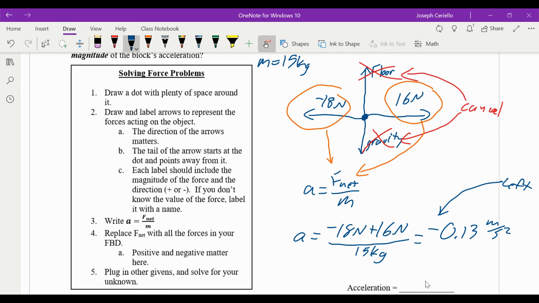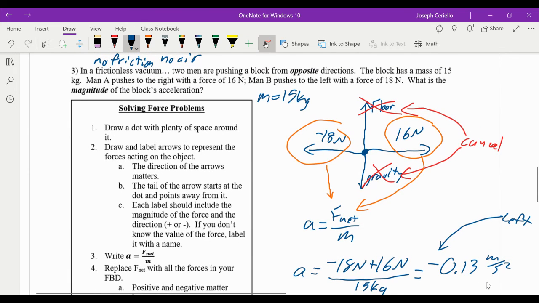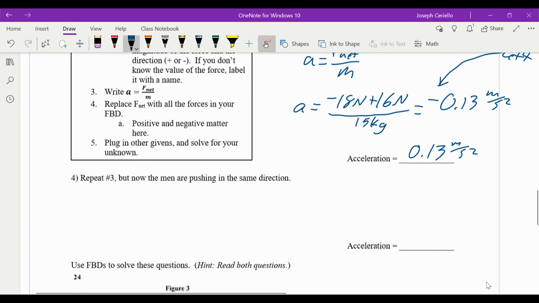All right, so it asks for the magnitude, so I can just write the number 0.13 meters per second squared. Now a lot of you might be saying to yourselves, well, I could have done this way quicker. I could have said, I know, 16 to the right, 18 to the left, so I'm left with 2. 2 divided by 15.13, done. And while that works, it's good to use a simple example like this to show the proper method for doing a free body diagram.